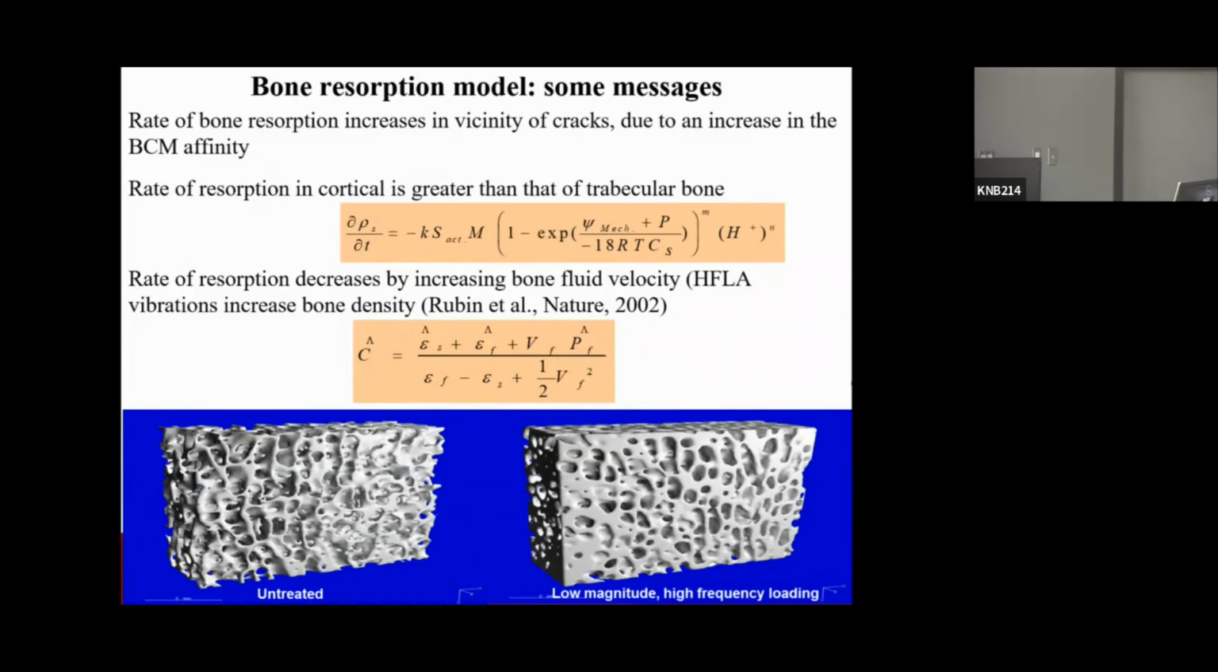In 2002, published in the journal Nature by Clinton Rubin and Stefan Judex from the State University of New York, I think. Nobody could find a theoretical explanation for this, but this theory can predict this behavior. This is a good point.